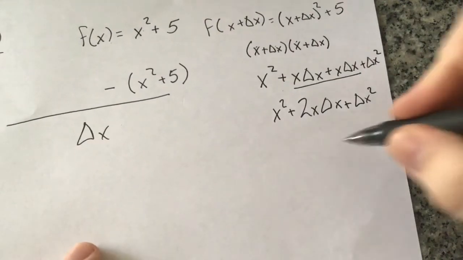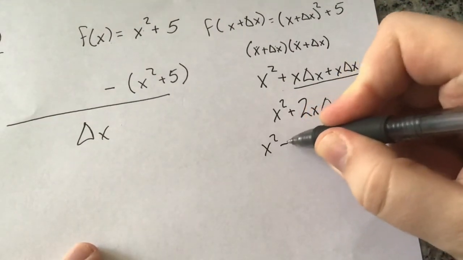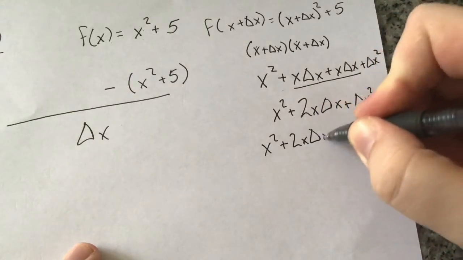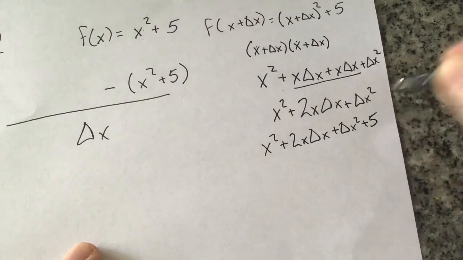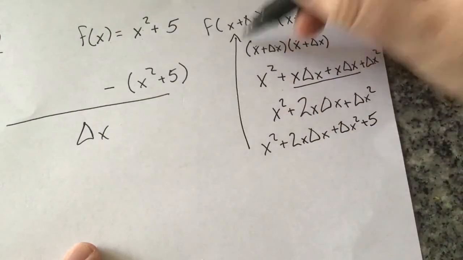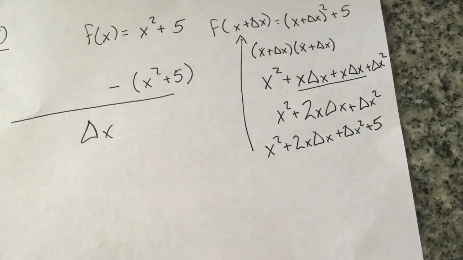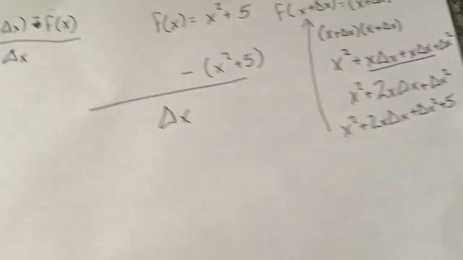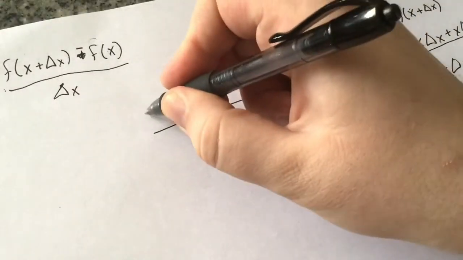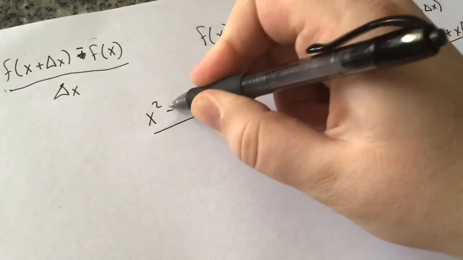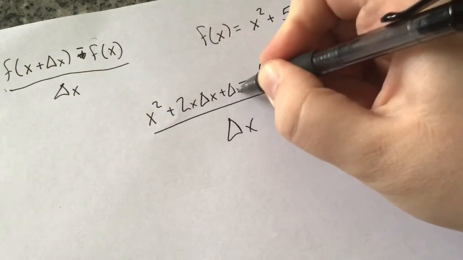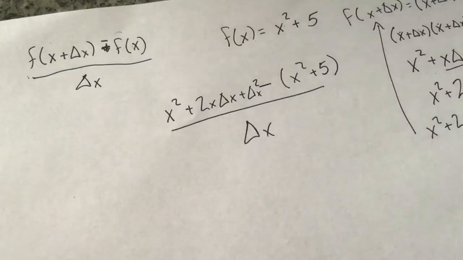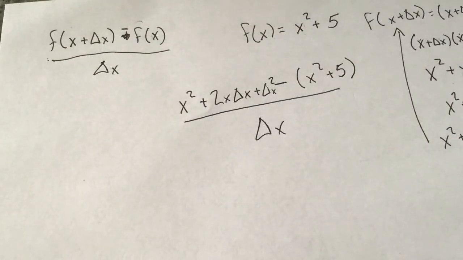So what we're going to do is we are going to have x squared plus 2x delta x plus delta x squared plus 5 being what we get out of our function whenever we substitute in x plus delta x. So I'm going to go ahead and write that in its place. x squared plus 2x delta x plus delta x squared. And then we have minus x squared plus 5.